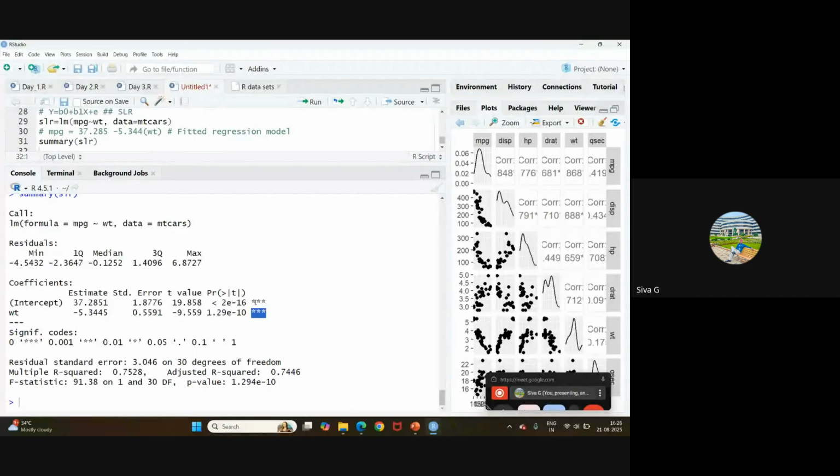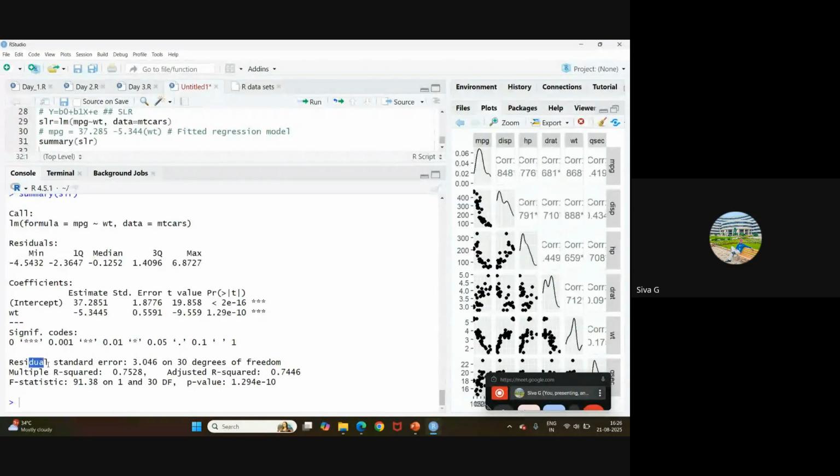So both are showing 3 stars. What is the meaning of 3 stars? It means 0% level of significance, so both the parameters are significant, highly significant parameters. Very good. Next, this is the interpretation of the significance codes: 0 means 3 stars, 1% is 2 stars, 5% is 1 star, like that is the meaning of these stars.